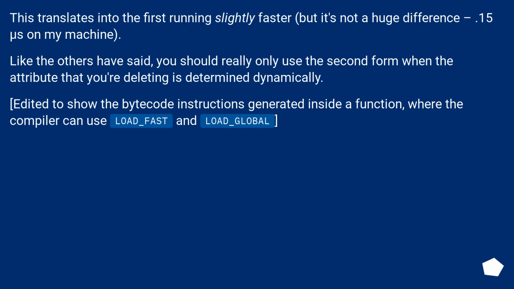15s on my machine. Like the others have said, you should really only use the second form when the attribute that you're deleting is determined dynamically. Edited to show the bytecode instructions generated inside a function, where the compiler can use LOAD_FAST and LOAD_GLOBAL.